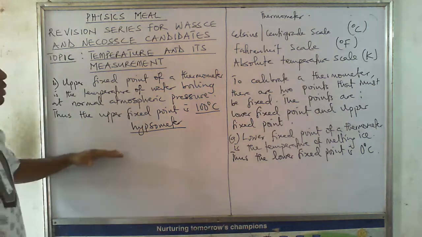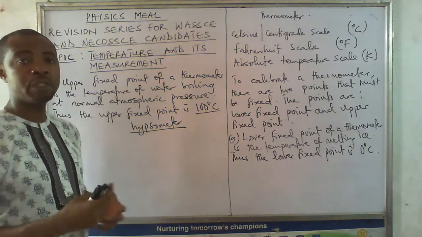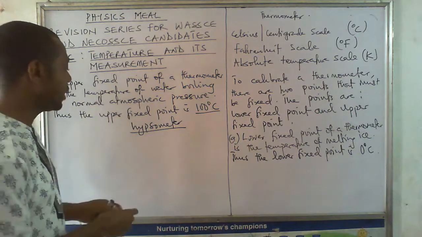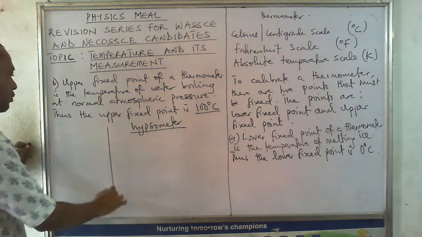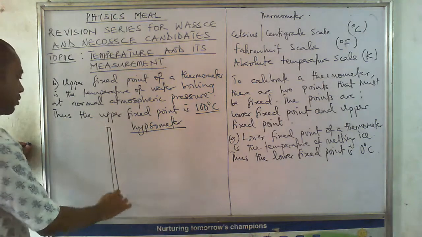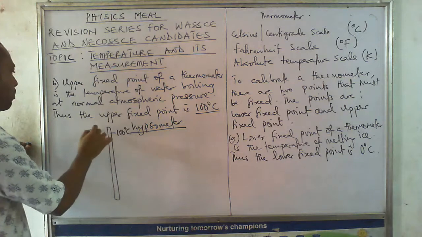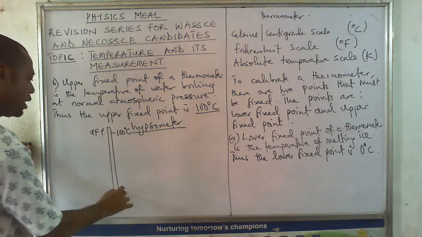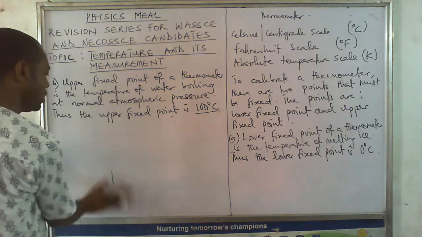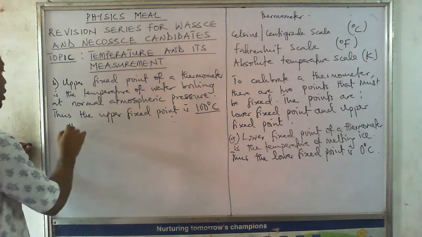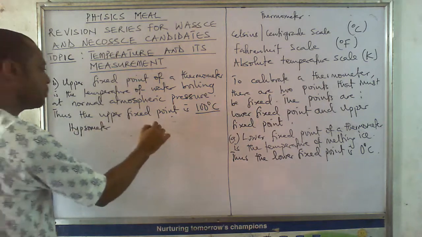All right, now the distance between the upper fixed point and the lower fixed point is what we call the fundamental interval. So if you have a thermometer now, if this is a thermometer, and here is 100 degrees, that's the upper fixed point, and here is what? Let me write this here. I believe you now know hypsometer. Let me write it again here, so I can use this part of the board.